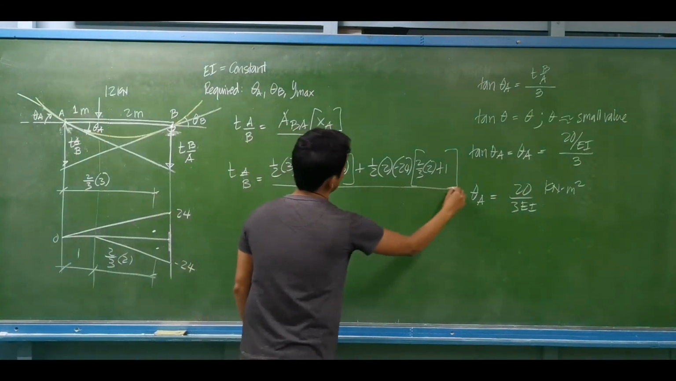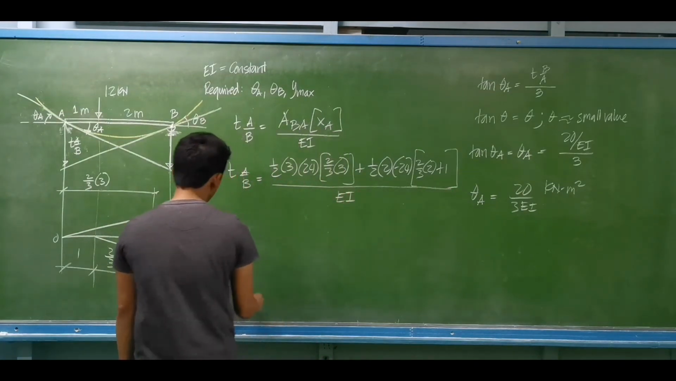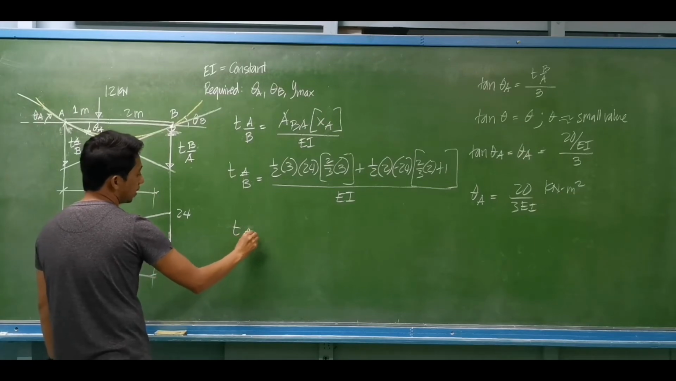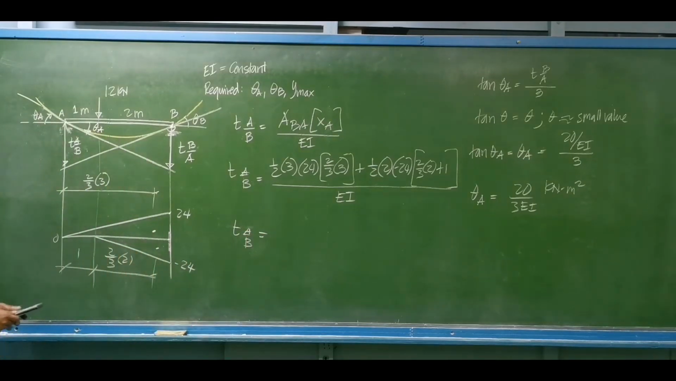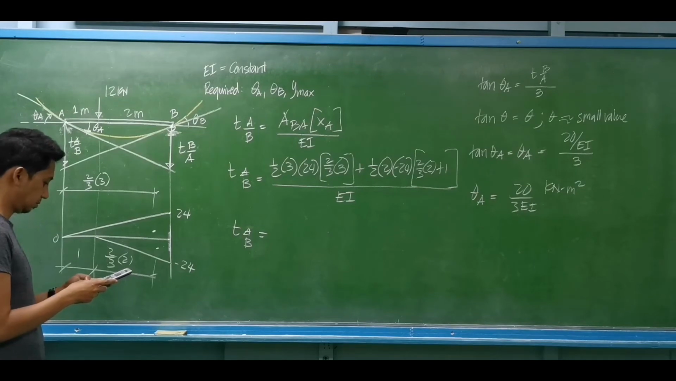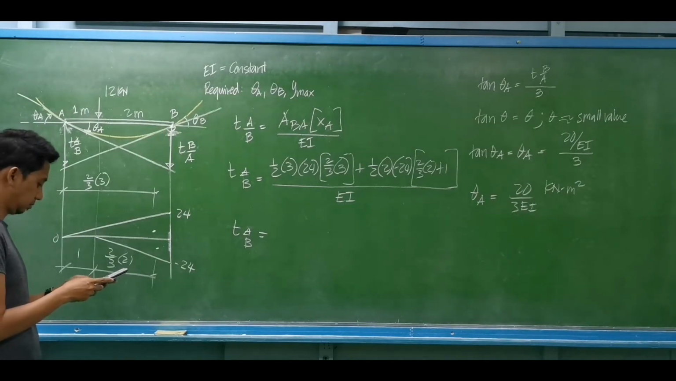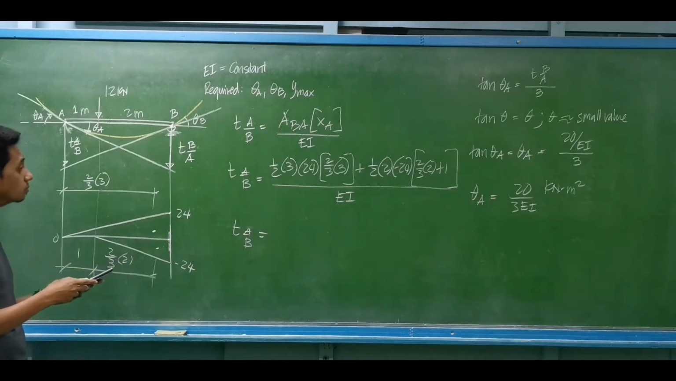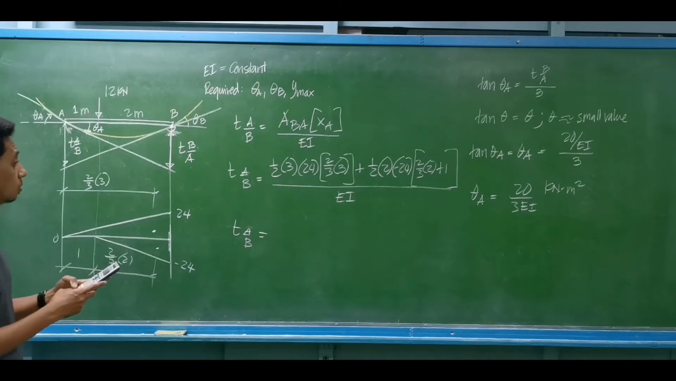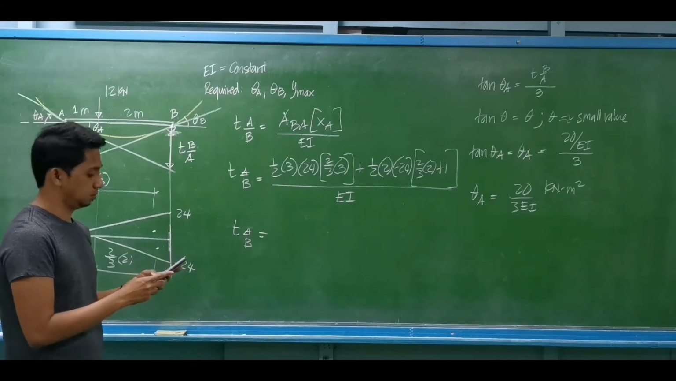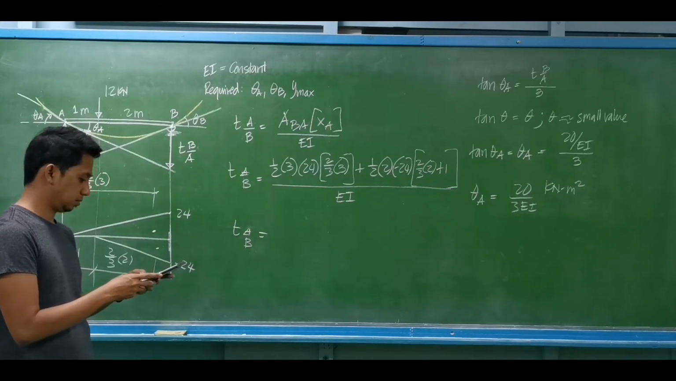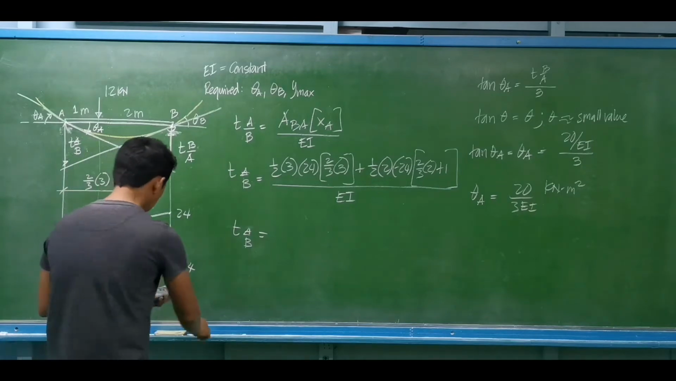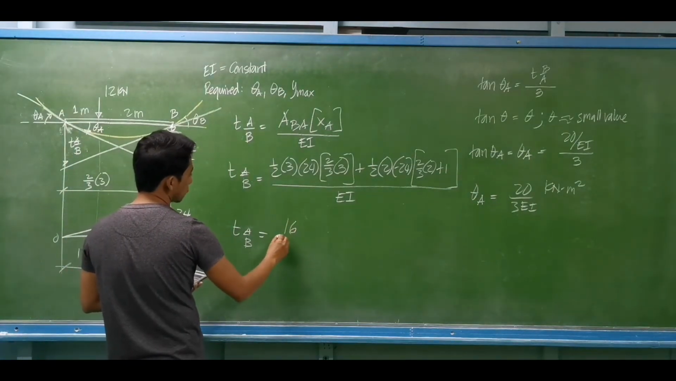All these terms are over EI. So we will have the deviation from B to A equal to 16 over EI.